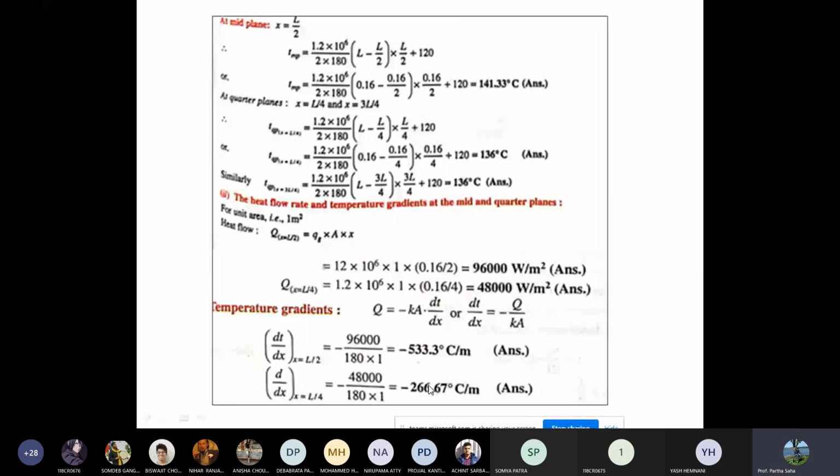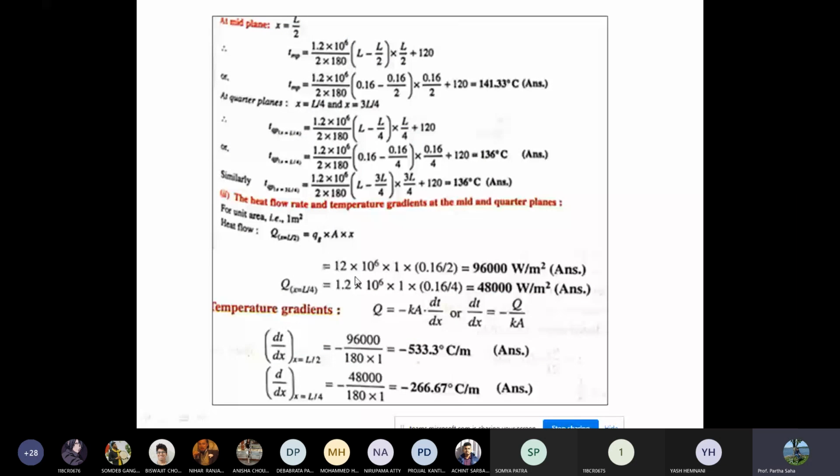Now the heat flow rate and temperature gradient at the mid and quarter planes. We are considering 1 meter square unit area. Heat flow rate is given by Qg times A times x, that is the total amount of heat, right? Qg we already know, A is 1, and x is equal to L by 2, because for the mid plane it will be L by 2. So this will be 96,000 watt per meter square. Similarly, for L by 4 it will be 48,000 watt per meter square.